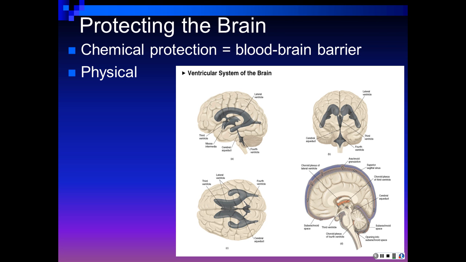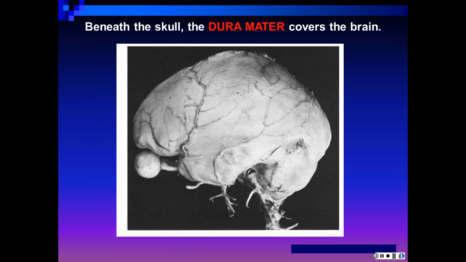There's also a chemical protection by the blood-brain barrier, which prevents certain chemicals from traveling through into the brain. We've got the skull, the meninges, and the fluid. This is the dura mater. This is what it looks like if you were to dissect out a brain. You have to cut through this thick covering before you actually see the surface of the brain.